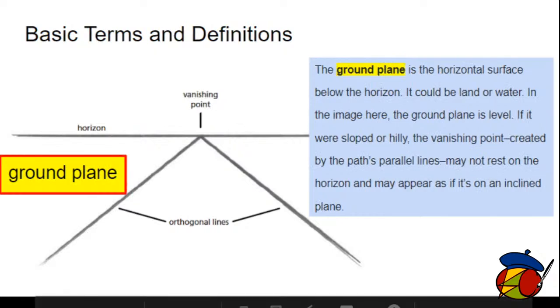The ground plane, again, is the horizontal surface below the horizon. It could be land or water, doesn't matter. The same rules apply whether you're in the ocean in a boat or on land. The ground plane is level. If it were sloped or hilly, as we just discussed, the vanishing point created by the path's parallel lines may not rest on the horizon and may appear as if it's on an inclined plane. You know, you're going uphill. And like you said, it's cut off so you won't be able to see where it might be.